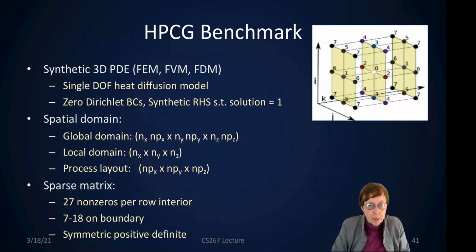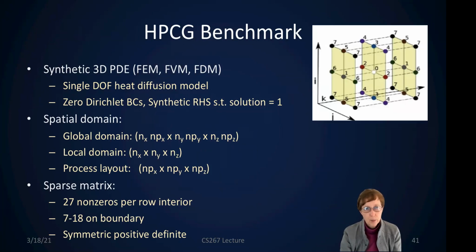So what is the benchmark that people actually use more in practice today? It's one called HPCG, high performance conjugate gradient. It's still a conjugate gradient algorithm, as in the NAS conjugate gradient. It's really dominated by the sparse matrix vector multiply operations. This is a three-dimensional PDE that can be used in things like finite element, finite difference, finite volume problems. It's got a single degree of freedom.